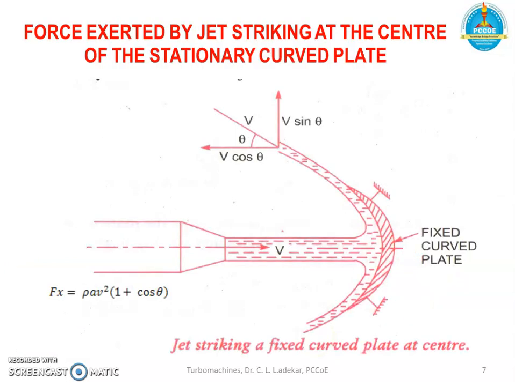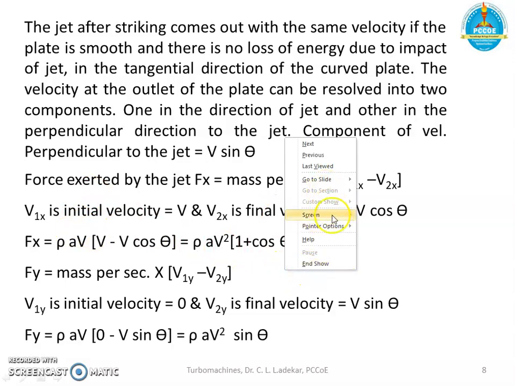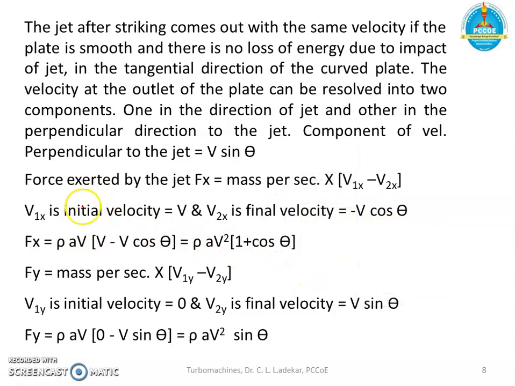Then we'll see the third case, that is the force exerted by a jet which is striking at the center of the stationary curved plate. So this is the stationary curved plate on which the jet is exerting the force at the center and is going in the direction of the plate, which makes an angle theta with the horizontal. So this component becomes v cos theta and this becomes v sin theta. In this case, we'll use certain notation. Suffix 1 stands for the inlet condition, 2 stands for the outlet condition, x stands for x directional and y stands for the y directional.